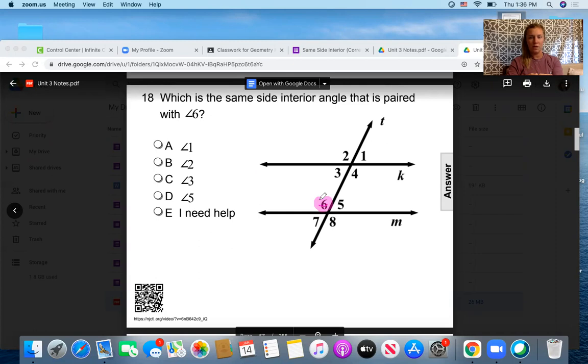All right, 1, 2, 3. Oh, that's the answer, 3. Good job, guys. 3 is the answer. Same side interior angle is 6 and 3.